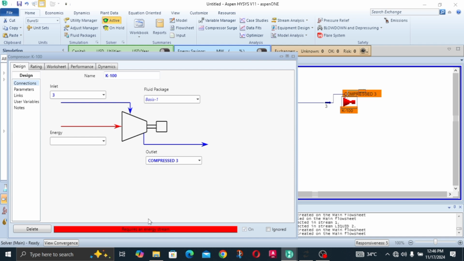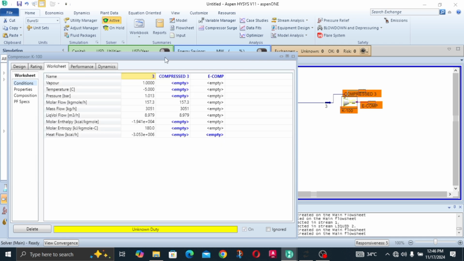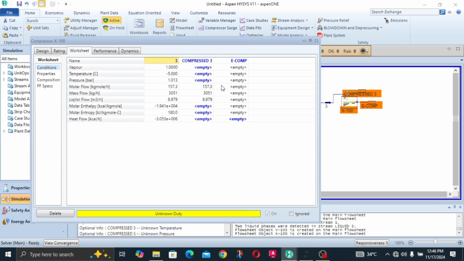But then we have a message down here in red saying it requires an energy stream, so we call this E-comp for the compressor. And then unknown duty, meaning we do need to specify something. For the compressor, since we are working with pressure, we do need to change the pressure. We could just directly input the pressure. There are 2 ways to do this.